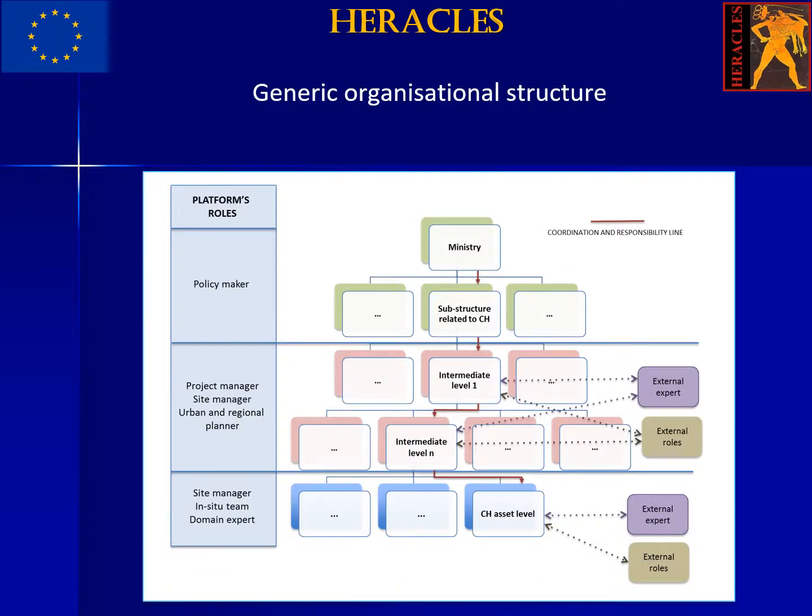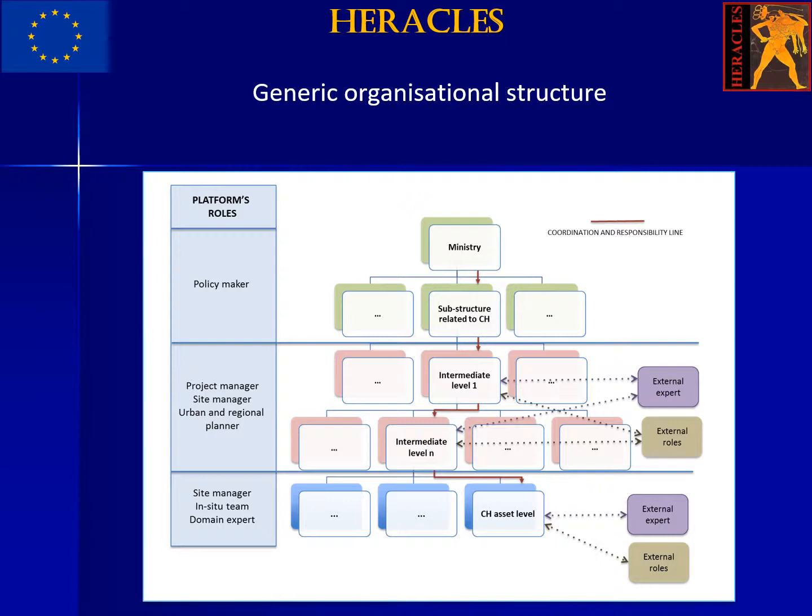Based on the analysis of organizational structures of cultural heritage management in Greece and Italy, a generic organizational structure is developed. Such structure can be expected in other countries, having established cultural heritage management system under auspices of a relevant ministry. We define three main levels and generic relationships between them.